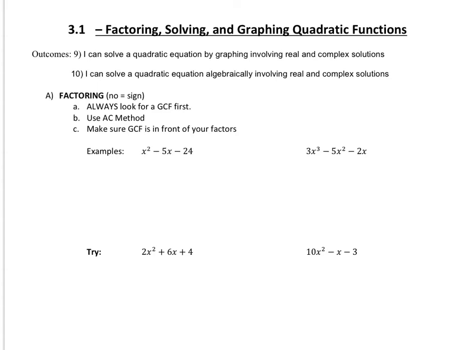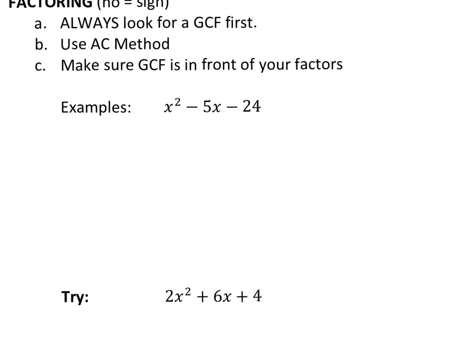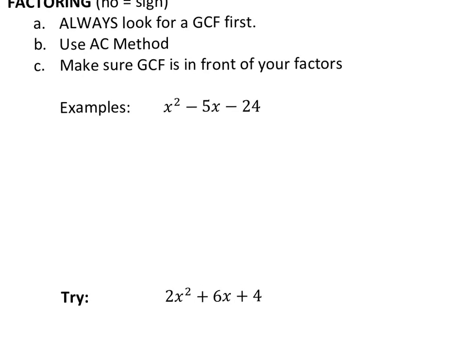The first thing that you need to do, and I put the list of sort of steps here, the first thing you need to look for is a GCF, a greatest common factor, something that you can divide out or something that's common between all of the terms. So in this particular problem, in the first problem, there is no GCF. There's nothing that I can divide everything by. So I can skip to B, which is using the AC method.